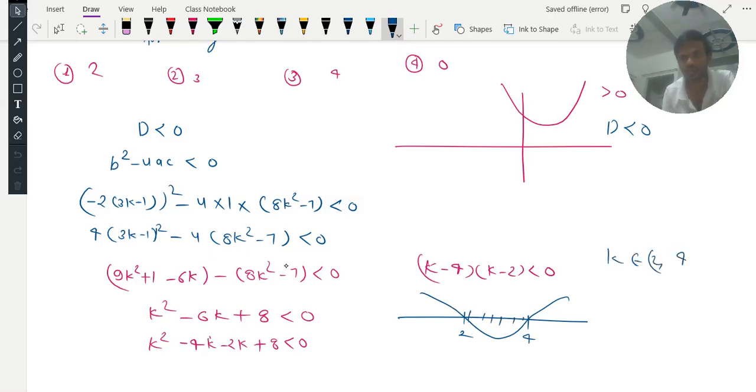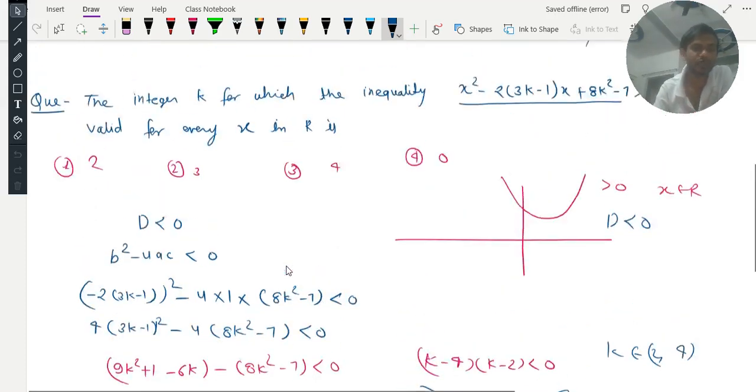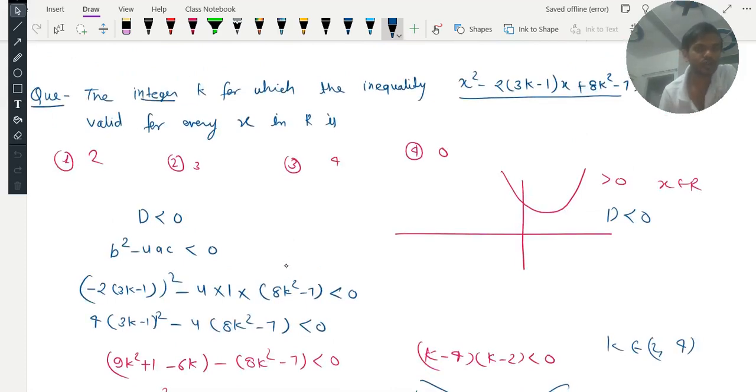So k belongs to 2 to 4, this side is negative and this side is positive. So k belongs to 2 to 4, and we have to select k as an integer. So any integer between 2 and 4, what is the integer value? So the integer value is k is equal to 3. Second option is correct.